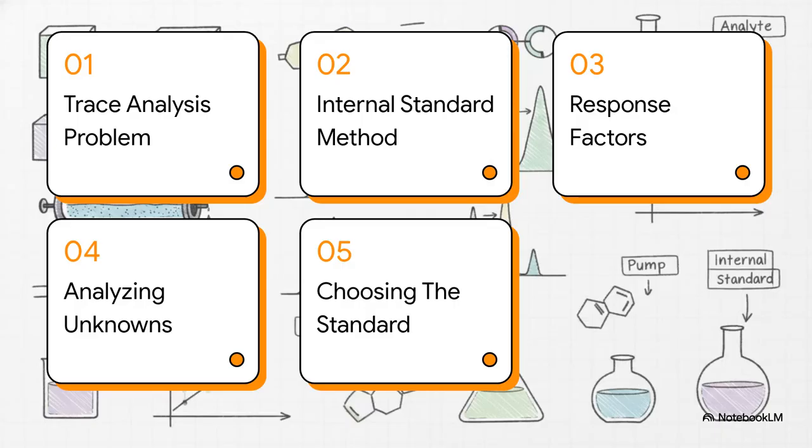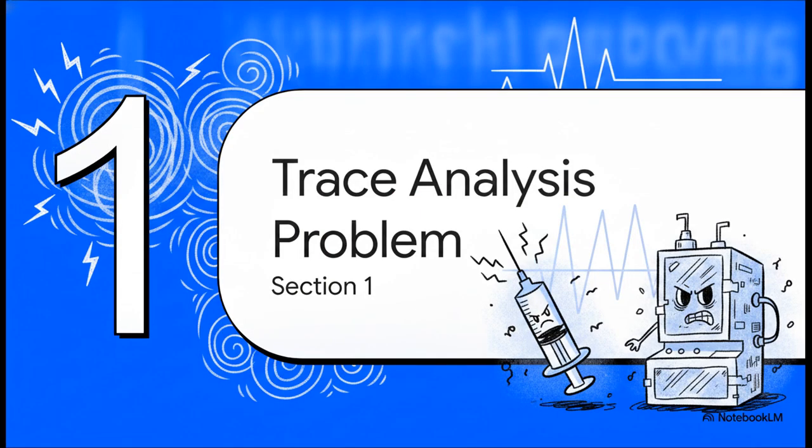To figure this out, here's our game plan. First, we'll look at the trace analysis problem, then the internal standard solution, followed by calculating response factors. After that, we'll analyze an unknown sample, and finally, wrap up with how to choose the perfect standard. All right, kicking things off with Section 1, the trace analysis problem.